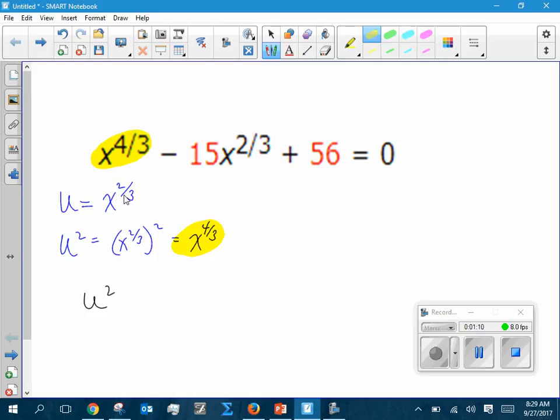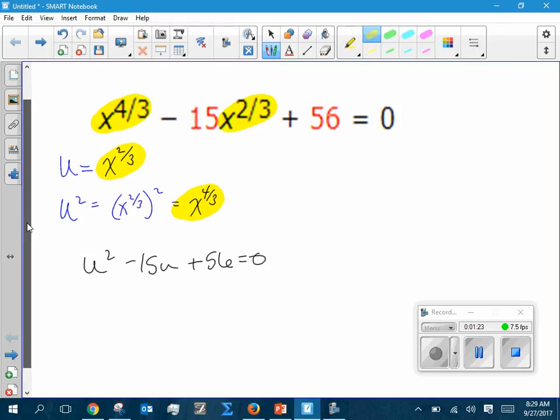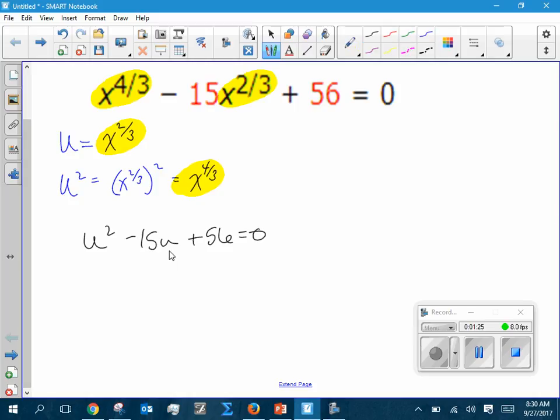Okay. When I see this x to the 2/3 in my original equation, I can now rewrite that as u, so minus 15u, and then plus 56 is equal to 0. Okay. Hopefully then that's something we can factor. We're going to go u minus 8 and u minus 7 is equal to 0. So then we get u is equal to 8 and u is equal to 7.